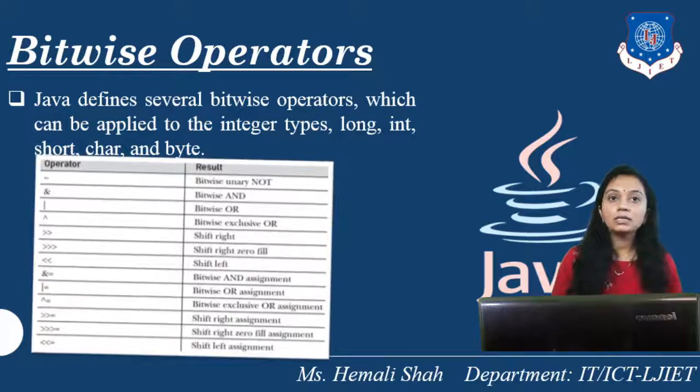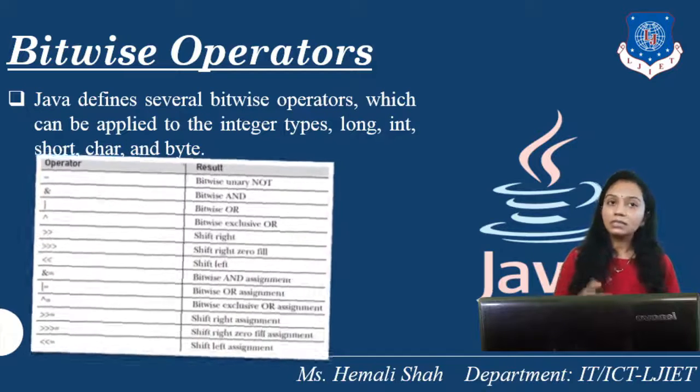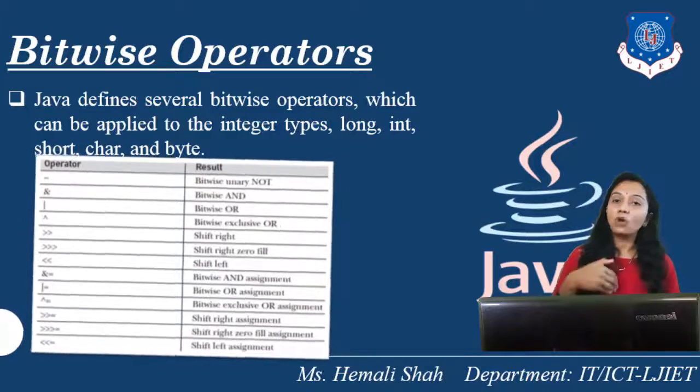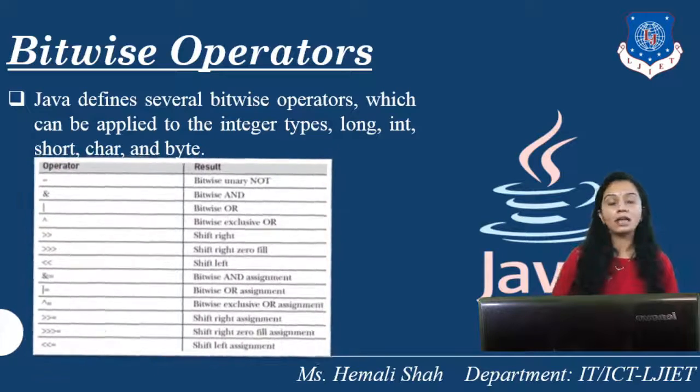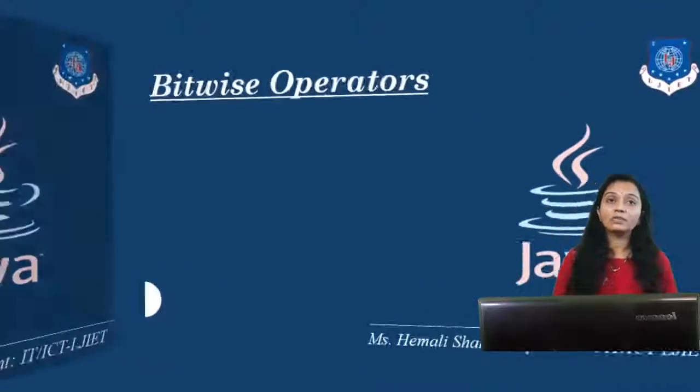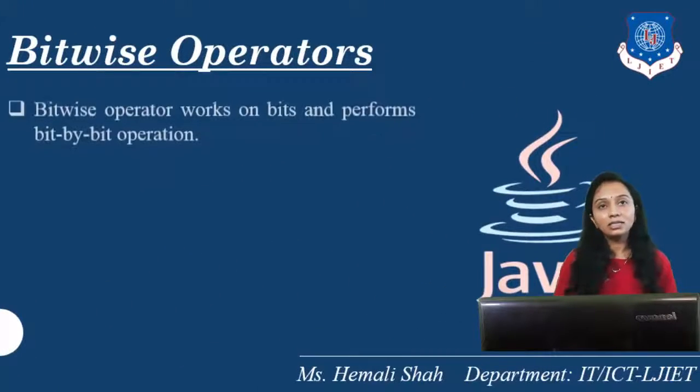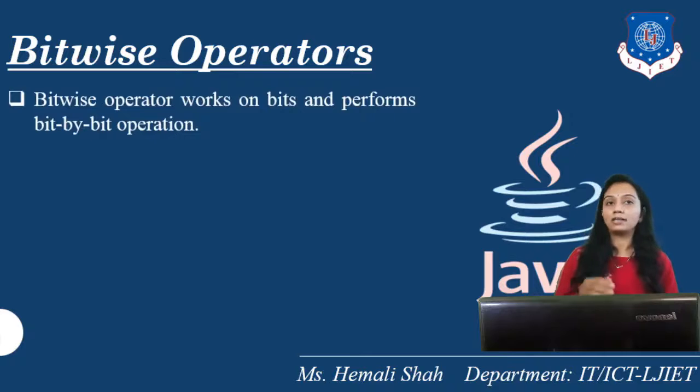Shift right operator, unsigned shift right operator, and left shift operator: all of these we can use with the equal sign. These are all advanced assignment operators that we can also use with the bitwise operator. So how does the bitwise operator work? Let's understand. The bitwise operator works bit by bit, and it performs the operation bit by bit.